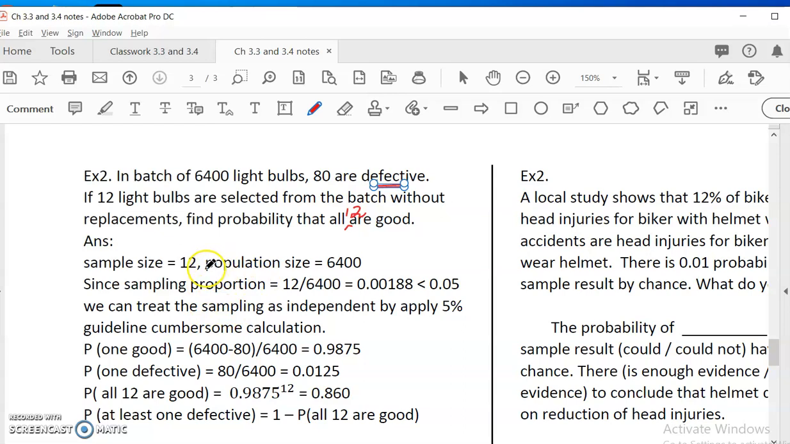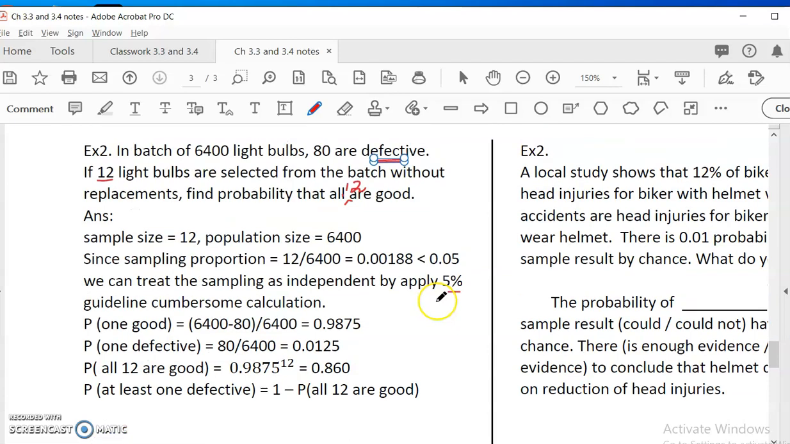So let's find out if I can treat it as independent. We have to do the sampling proportion. That means comparing the sample we pick, all 12, to the population: is it small enough? So sample size is 12, population size is 6,400. Divided, that's so much less than 5%. So we would just treat it as independent by applying the 5% guideline.